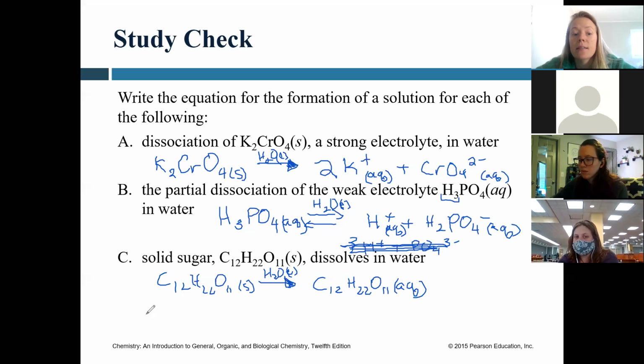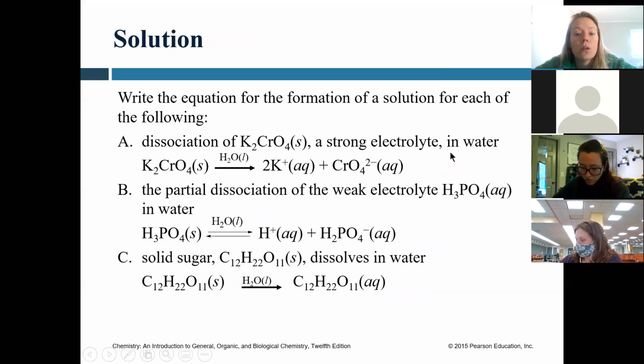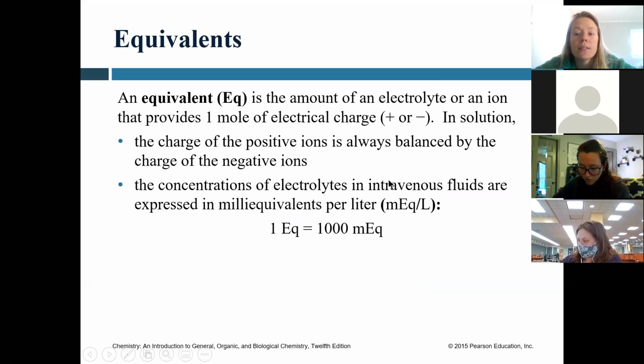So if I was looking at these three, wondering which one's going to be the most effective electrolyte solution, it's going to be this one, then this one. This is a non-electrolyte solution. It doesn't give us any charged ions. So how do we measure the quantity of charge, or how much electrolyte we're getting in a solution? Because if you're giving a patient a bag of electrolytes, you don't want to give them too much electrolytes. You don't want to give them too little electrolytes. So we use this thing called an equivalent, or an EQ.